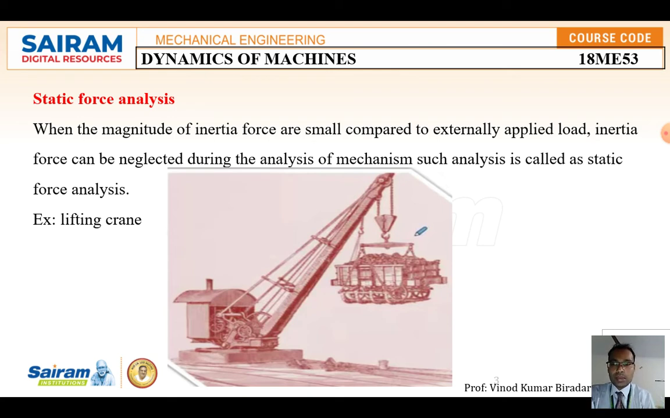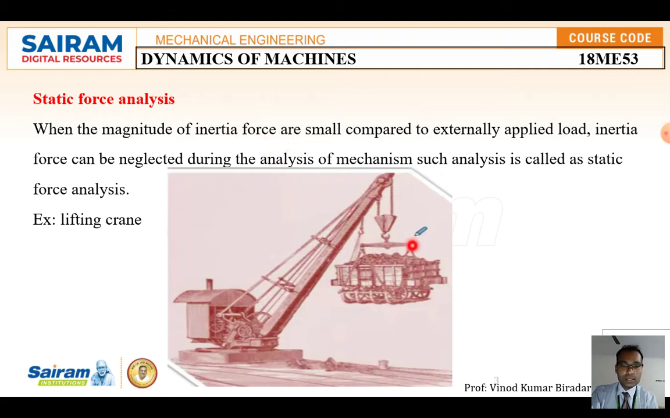Look here, the best example for this is the lifting crane. Here we are applying the external load, but inertia forces will be produced in the crane or chain hook. We are neglecting the inertia forces produced in the chain or hook, and we consider only the external forces. Such a process or analysis we call static force analysis. The best example is the lifting crane. Here I mentioned that inertia forces can be neglected, and only the external force is considered.